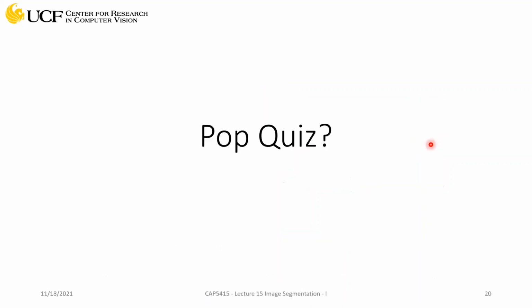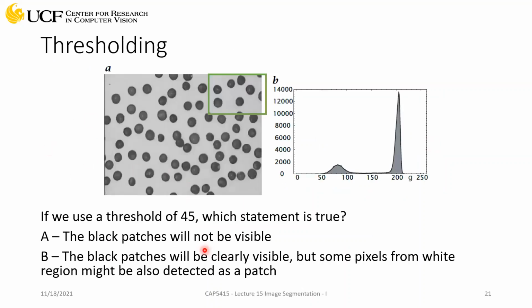Okay, so let's discuss what will happen if you use a threshold of 45. This 45 will be roughly here, closer to the darker values. If you use this threshold, then all the pixels on the right belong to one category, right? Most of these pixels will be either white or black, depending upon what you choose. Let's say you consider white. All of these will be white, which means you won't be seeing any black patches. They will be completely gone.